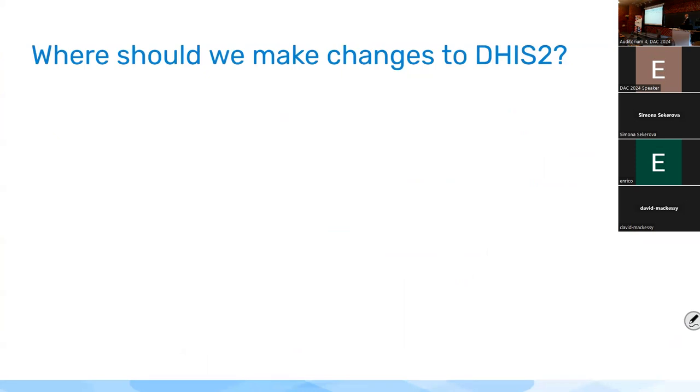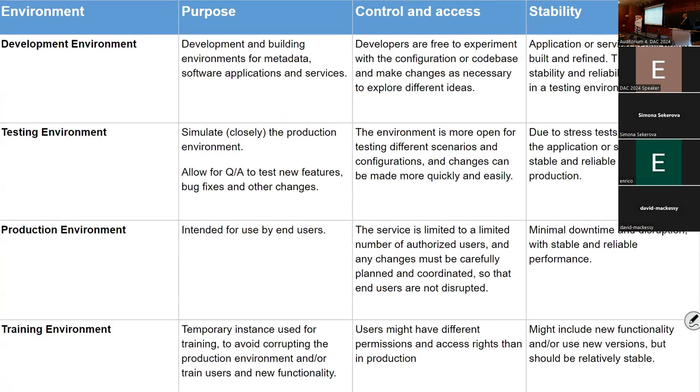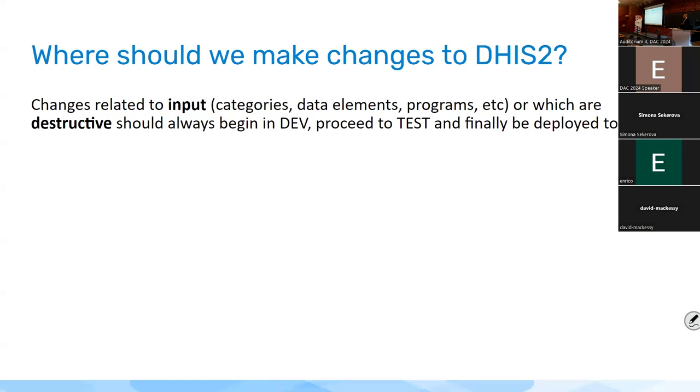So if you have these environments, where do you actually make your changes? People can agree or disagree, but I would say if it relates to the input, tracker configuration, dataset configuration, or if you're deleting stuff, whether it's data or metadata, you really should do that first in a development environment. You should test it, and then you should apply it in production.